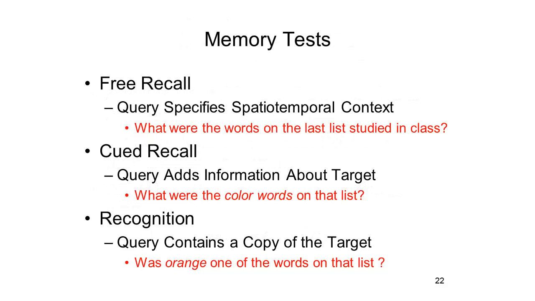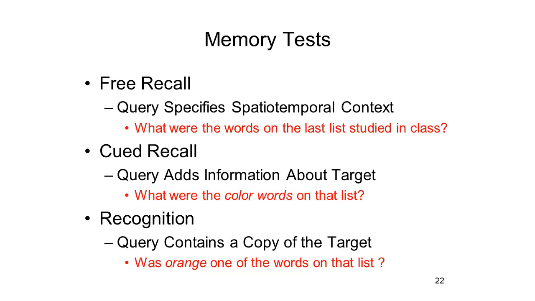In experimental research on memory, we generally distinguish among three different kinds of memory tests: free recall, cued recall, and recognition. In free recall, the query specifies the context in which some event occurs, but provides no additional information, so that the subject has to retrieve the event without very much help. So, in the last lecture, I showed you a list of words, and if I simply asked you to recall the words that I showed you, that would be a test of free recall. I specify the time in which some event occurred, and by implication, the place is at your computer, and then I ask you what happened.